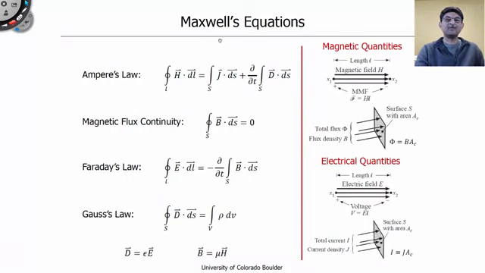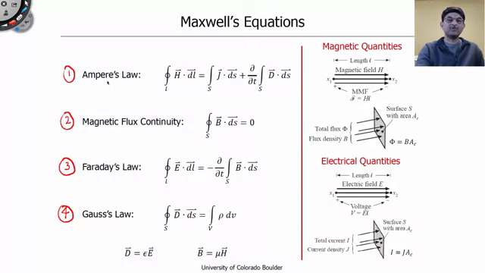The laws that govern electric and magnetic fields are consolidated together as Maxwell's equations. These comprise 4 separate equations, each with its own name. The first one is Ampere's law. Then we have the magnetic flux continuity condition. Then we have Faraday's law, and finally we have Gauss's law. Most of these laws are named after the person who discovered them.